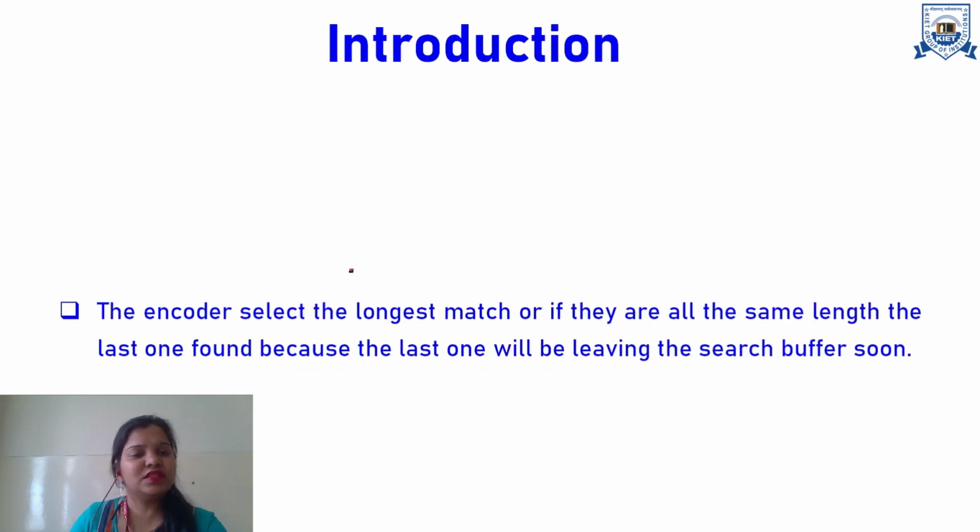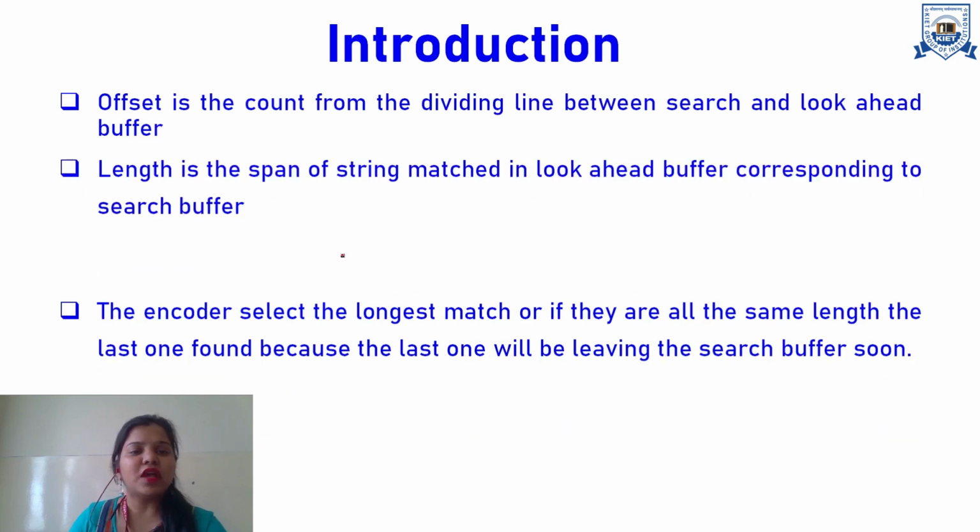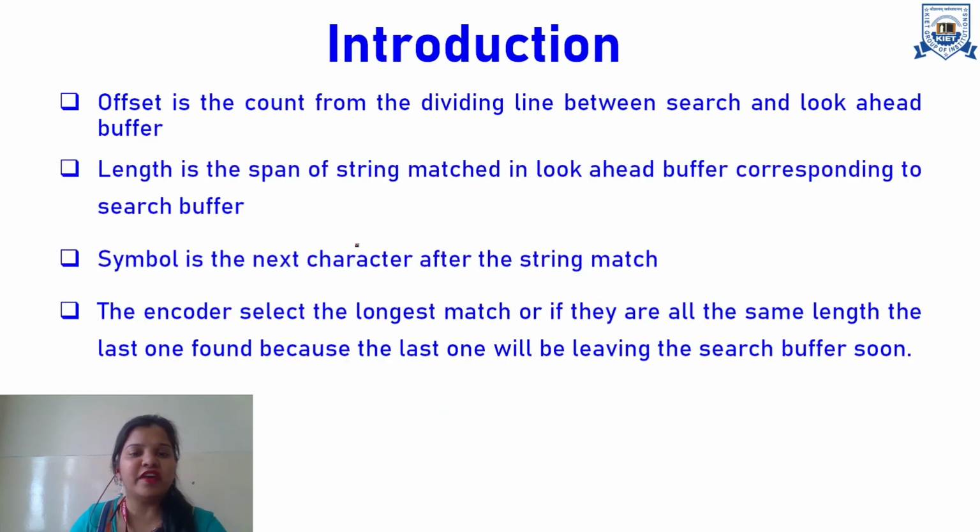Second term is the length. So length means how many elements we have matched in the look ahead buffer and the search buffer. And third is the code. So code will be the symbol which is next to the matched symbol in the look ahead buffer.